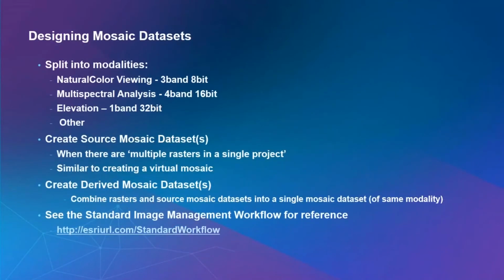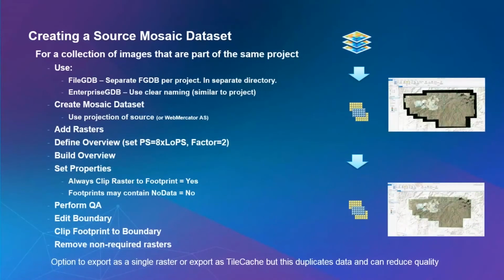Typically what you want to do is to split it into different modalities. With Mosaic datasets, you want to keep the natural color imagery separate from the multispectral imagery. And what you typically do is create two types of Mosaic datasets: source Mosaic datasets, which handle the point where you have multiple rasters in a single project, and then a derived Mosaic dataset which combines everything into a single Mosaic dataset that you can then use. There's not a lot of documentation about this in a standard form. There's a URL which you can link to and find more information on it.